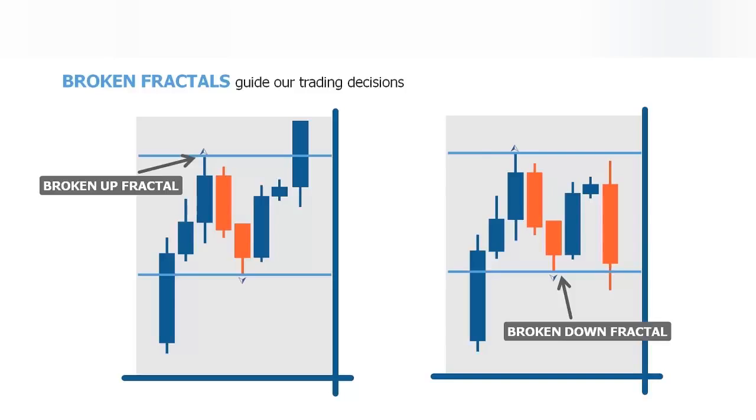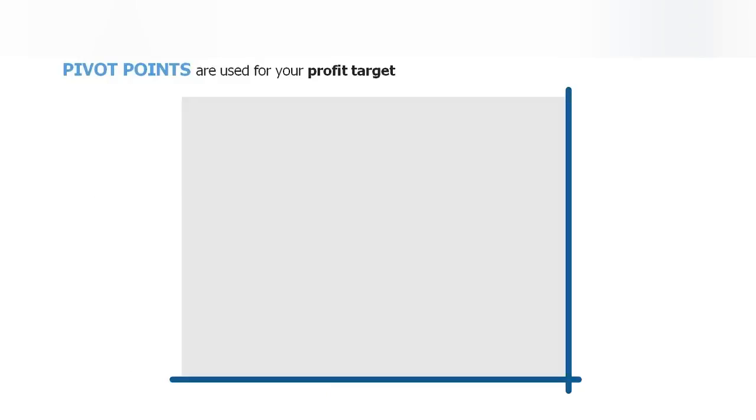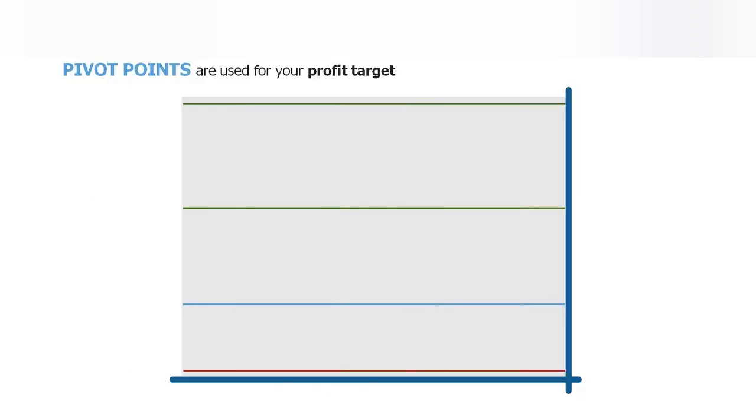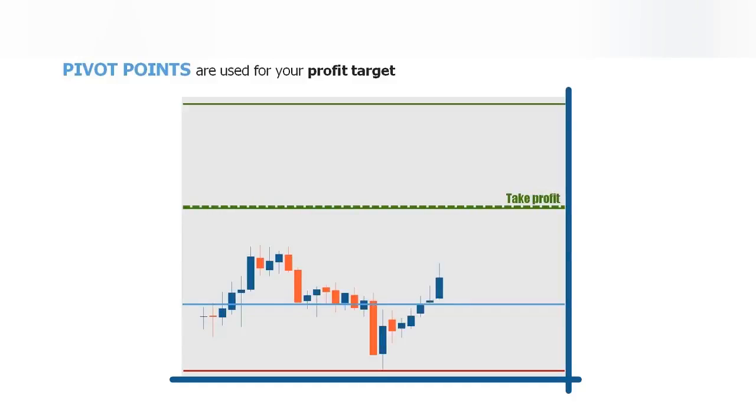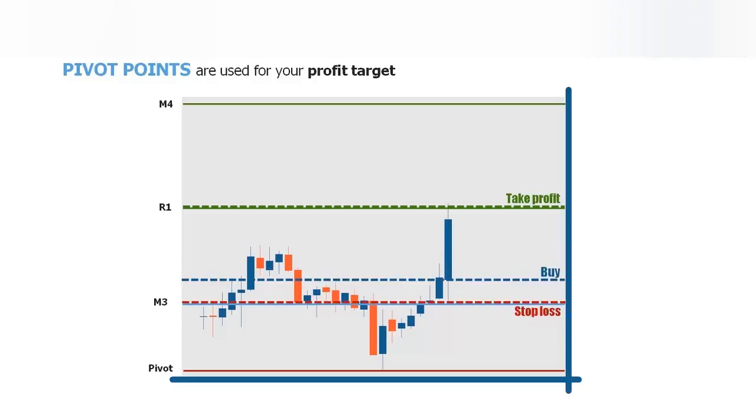It does not make a difference. Broken fractals play a key role in the Forex beginner strategy. Pivot points are an indicator displayed as a set of lines on the chart that are generated automatically by your trading software. They are used to identify your profit targets. The pivot points will be labeled as R2, M4, R1, M3, pivot, M2, S1, M1, S2. You do not need to worry what these labels mean in the beginner strategy, just that they are places where the price is deemed likely to stop.